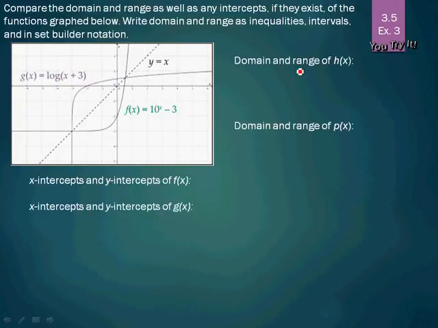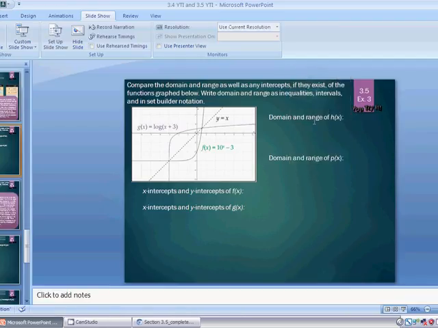Okay, so first looking at the domain and range of h of x. Why the hell do you still have that in there?